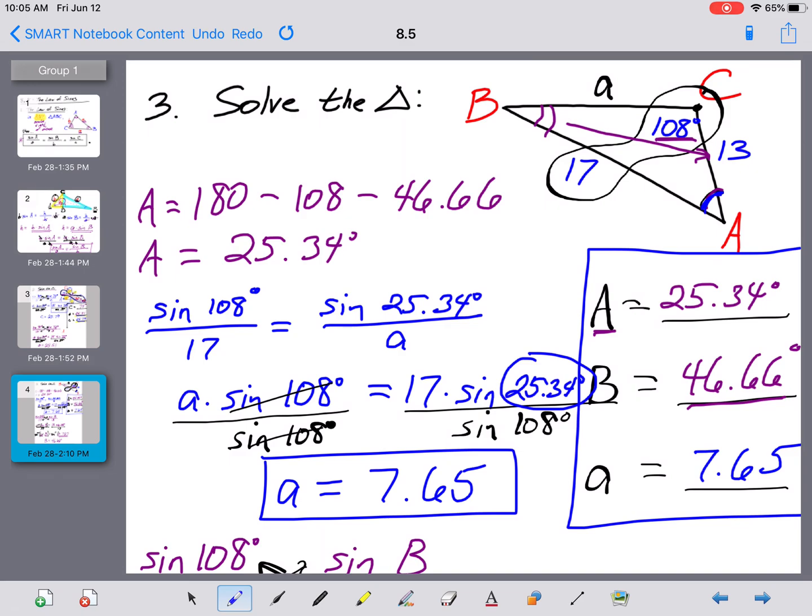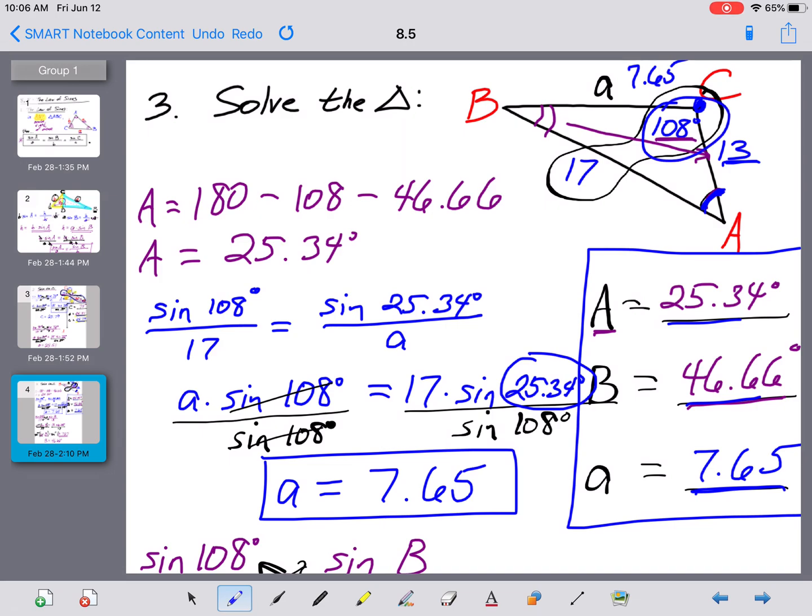Let's make sure about something real quick. Is the longest side across from the biggest angle? Well, the biggest angle is C with the 108, and that 17 was longer than 13 and longer than what we came up with for A. So that makes sense. Next, is the shortest side across from the smallest angle? Well, my shortest side is A, which ended up being 7.65. Is angle A the smallest angle? Well, again, looking at A and B and then angle C right here, yeah, angle A is the smallest angle.